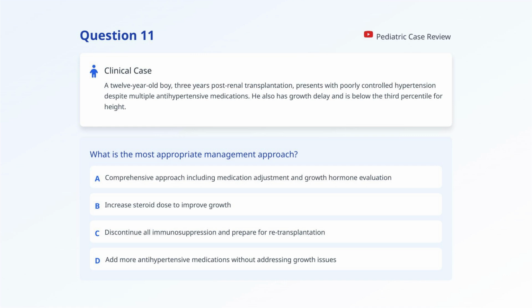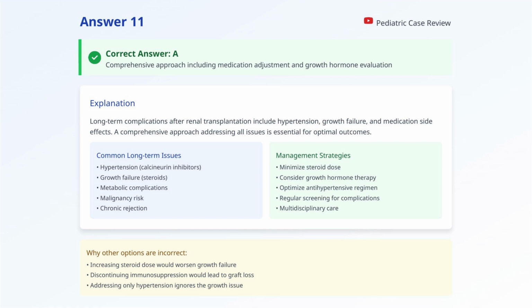Option A. Comprehensive approach including medication adjustment and growth hormone evaluation. Option B. Increase steroid dose to improve growth. Option C. Discontinue all immunosuppression and prepare for retransplantation. Option D. Add more antihypertensive medications without addressing growth issues. The correct answer is A. Comprehensive approach including medication adjustment and growth hormone evaluation.